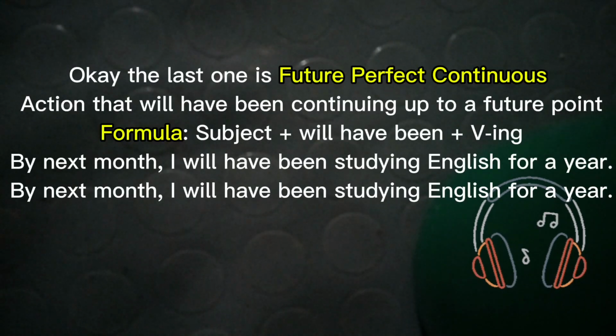Okay, the last one is future perfect continuous, action that will have been continuing up to a future point. Formula: subject plus will have been plus V-ing. By next month, I will have been studying English for a year.